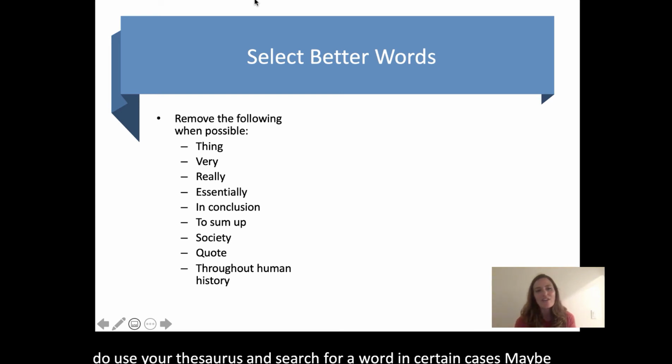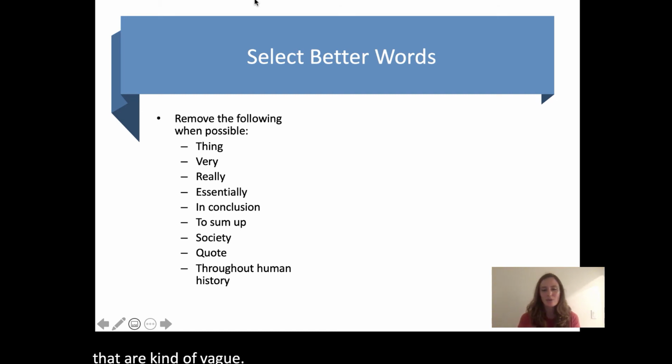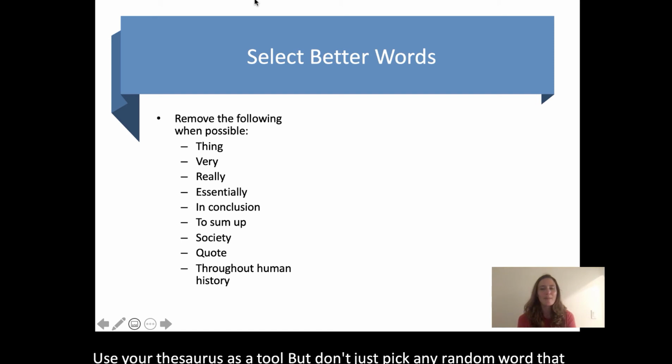But do use your thesaurus and search for a word in certain cases, maybe every couple pages or where you find that you have some words that are kind of vague. Use your thesaurus as a tool, but don't just pick any random word that the thesaurus generates, because the word might actually mean something a little bit different. It might have a different connotation. So use it, but then you have to actually use your brain and decide if the word makes sense there. Generally, these are words you want to avoid.